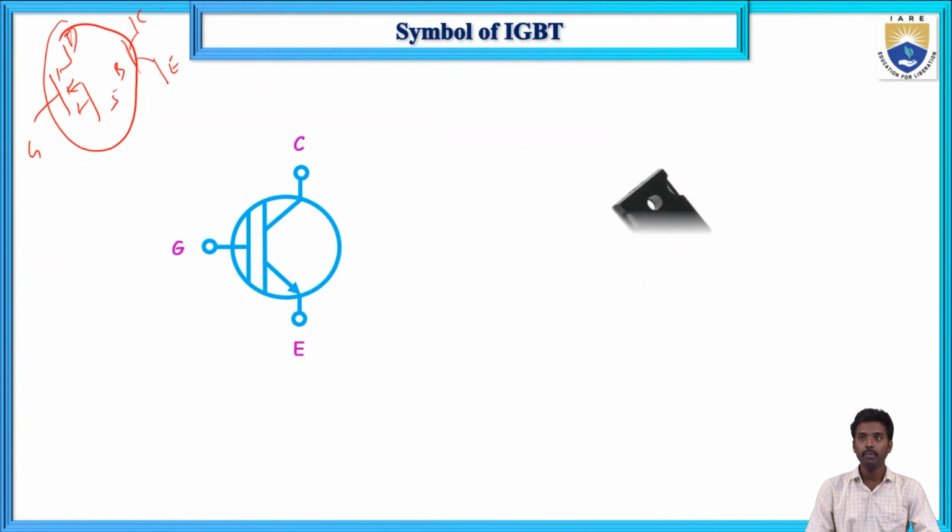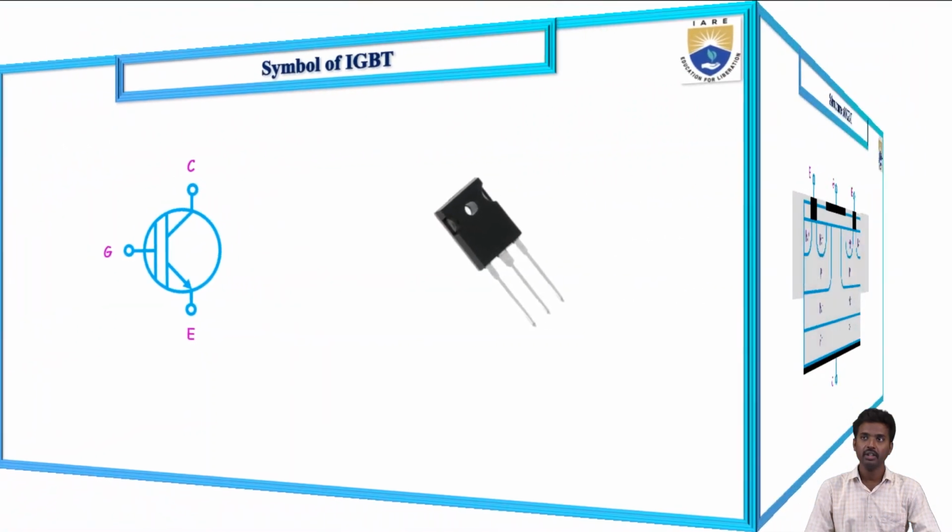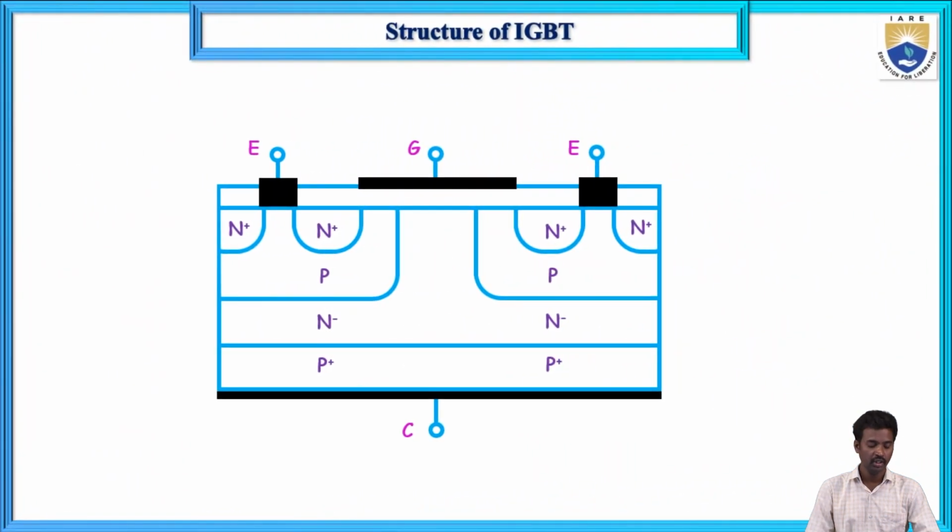So this is the symbol of the IGBT. And now the real picture of the IGBT, it looks like this. And next, the structure of IGBT. Here, in a single silicon chip, thousands of basic IGBT cells are connected.